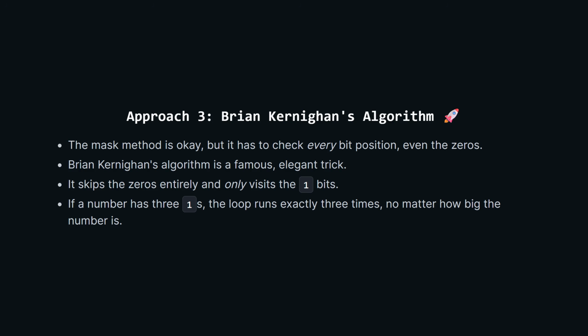There is actually a much faster way to count bits manually, known as Brian Kernighan's algorithm. The problem with our mask method was that if we had a massive number with just a single one-way at the end, we still had to shift our mask dozens of times past all the zeros. This new trick is basically magic. It completely skips the zeros and jumps directly from one set bit to the next.